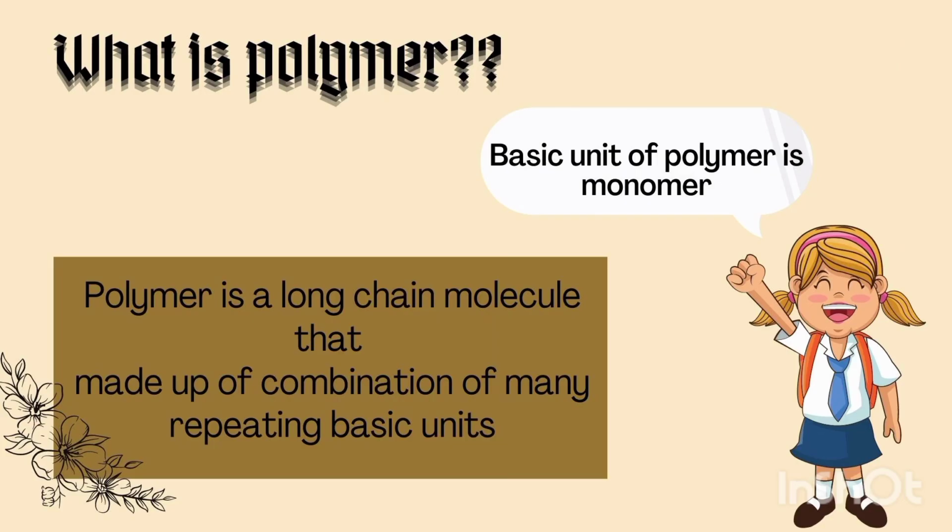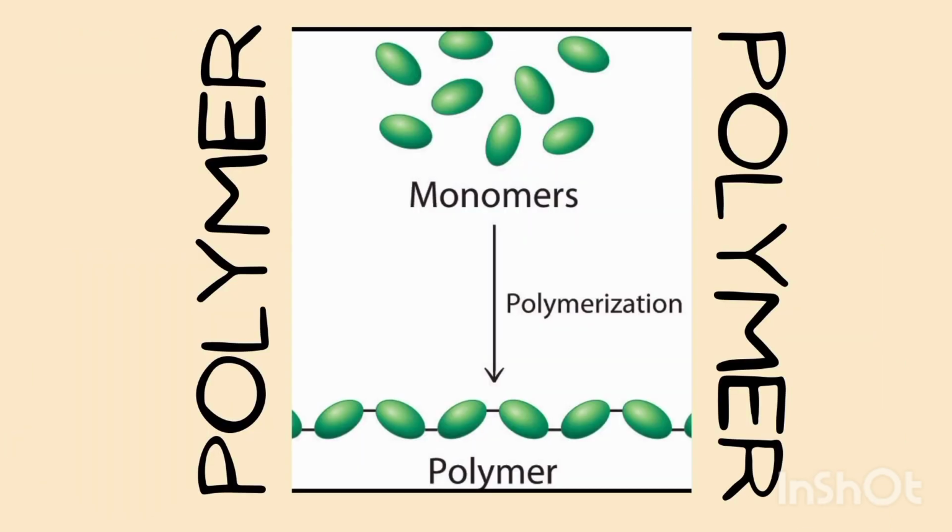So what is a polymer actually? A polymer is a long chain molecule made up of a combination of many repeating basic units. The basic unit of polymers is the monomer, meaning monomer plus monomers becomes polymers.